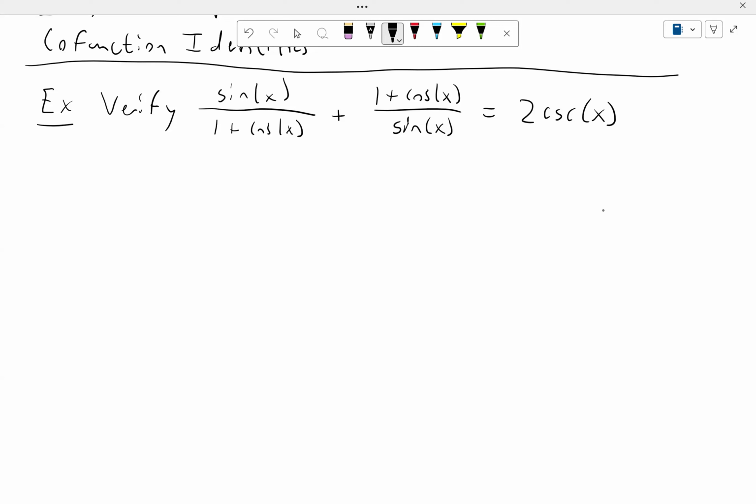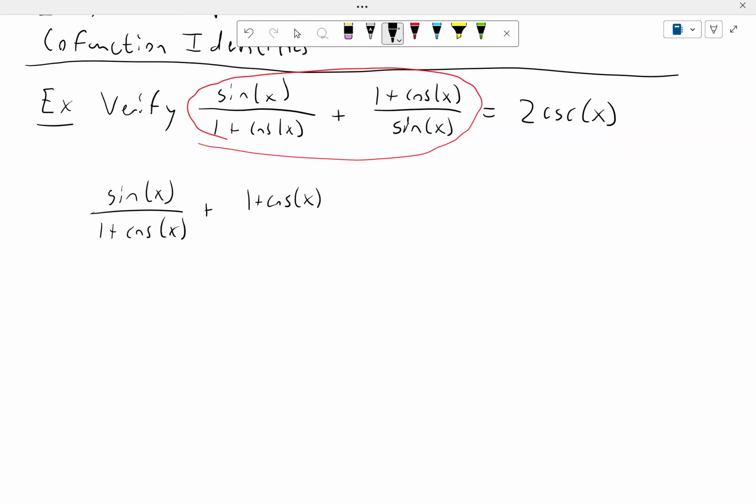So what we're going to do is start with the side that looks more complicated. I have a lot of division over here, and then I'm adding these two fractions together, so that looks more complicated. And our goal here is to take this and, through a series of algebra steps and trigonometric identities, simplify this so that it looks like the other side of the equation, like 2 cosecant of x. Okay, so I'm going to start off just writing this down. Sine of x over 1 plus cosine of x plus 1 plus cosine of x over sine of x. Okay, and then I'm just going to say what that's equal to.